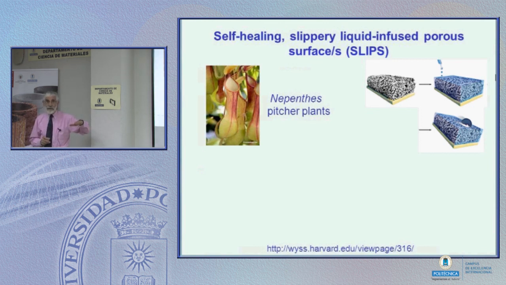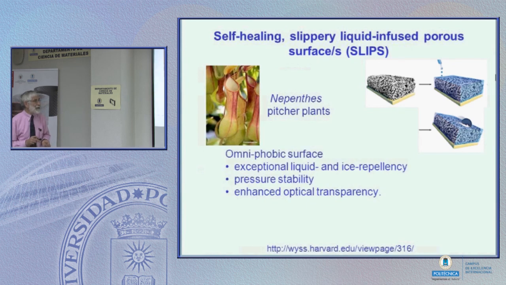And the beauty of this is that unlike the Teflon in cooking ware, where when you scratch the Teflon, you have a scratch, here, if you scratch it, immediately more fluid will come and fill that local area, and so it cures itself, it heals itself. And so what we have here is something which is liquid and ice resistant, very stable at pressure, and you can even put it on glass, so you can now have very good self-cleaning glass.